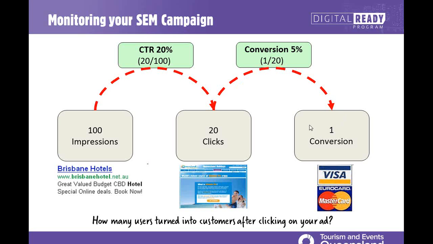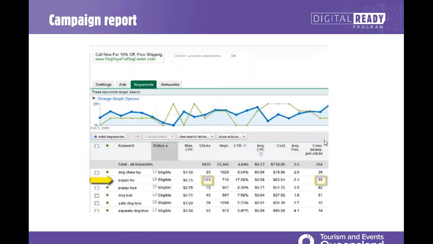But we want to, at the end of the day, measure from the money I've spent, how many sales did I get, and that's what we call a conversion. So here's an example of a campaign report where this person has a dog chew toy as a product that he's advertising, and he's got an ad that says call now for 10% off, free shipping, www.dogtoysfordoglovers.com. So that's his ad here, and he's just looking at which keywords performed for me the best.